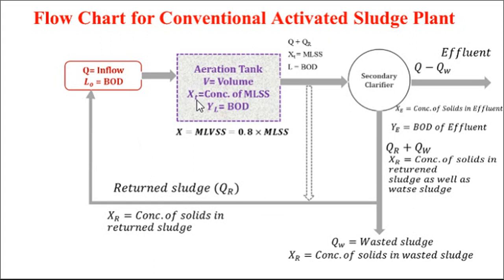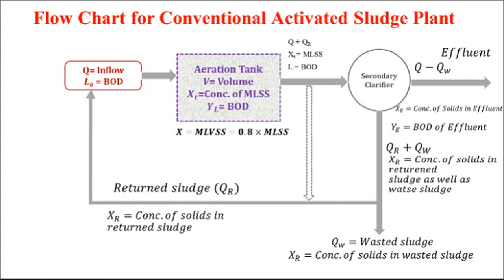Now X is the MLVSS concentration, that is mixed liquor volatile suspended solids, and the relation between MLVSS and MLSS is that MLVSS is equal to 0.8 times MLSS. So this is the conventional activated sludge plant with different notations.